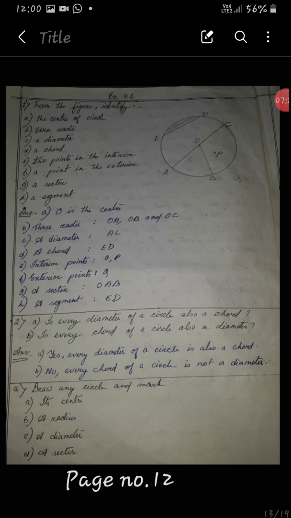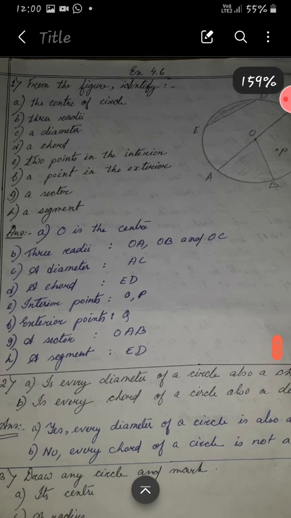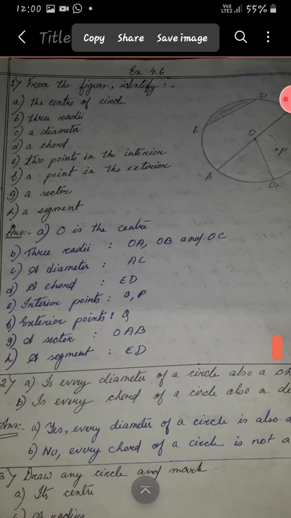Exercise 4.6. From the figure, identify. Here already one figure is drawn. We have to identify some names that are given. First, the center of the circle. So all came to know which is the center. This O. O is the center of the circle.